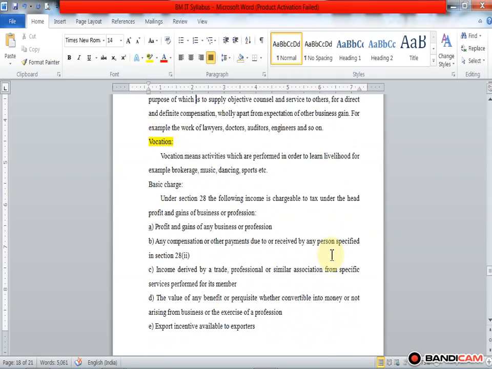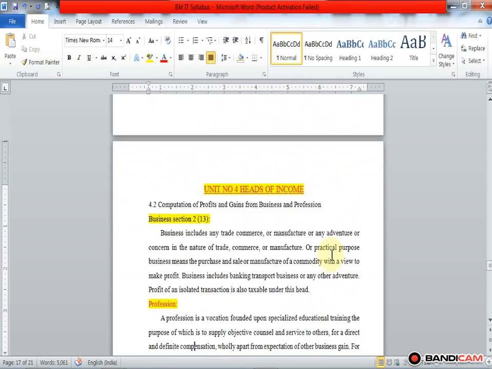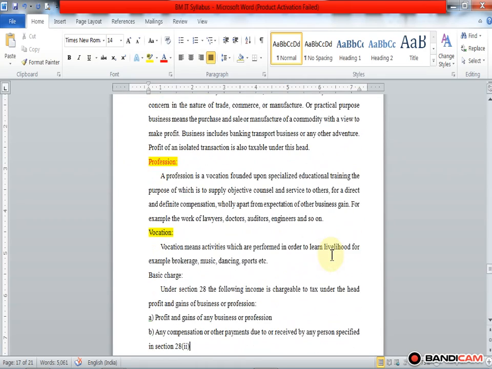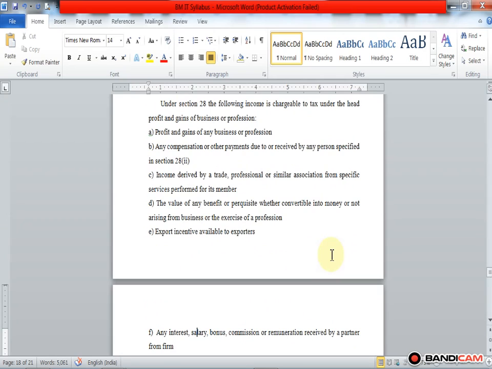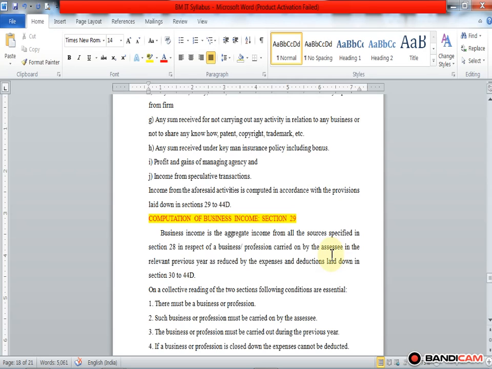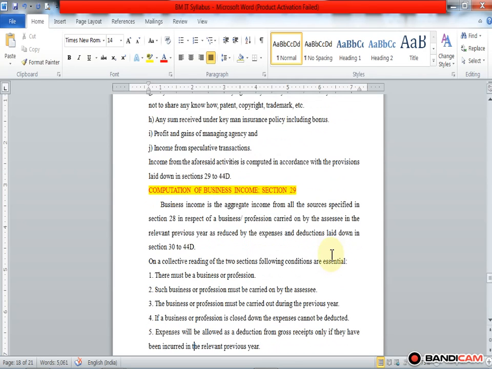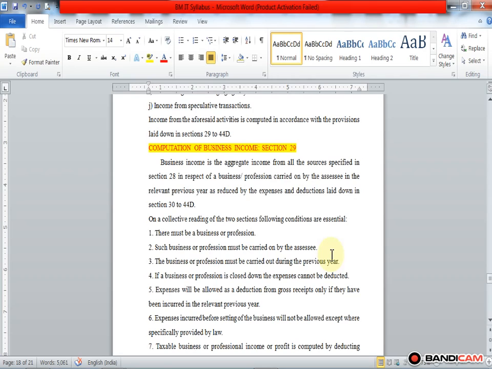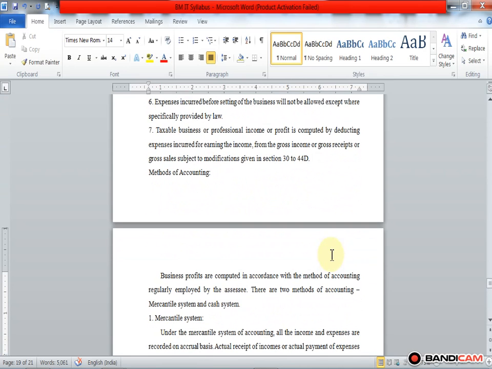Here we study what is meant by business, profession and vocation. Then the taxable income under the head profits and gains of business or profession, and the computation of business income under section 29, and some essential conditions regarding the computation of business income. Then methods of accounting. Here there are two methods of accounting, that is mercantile and cash system.